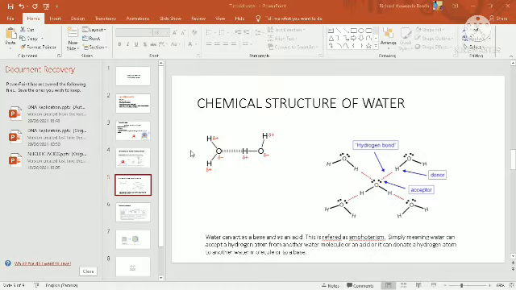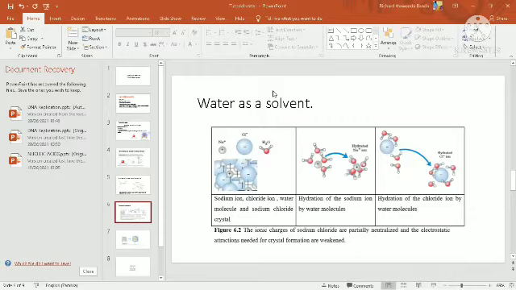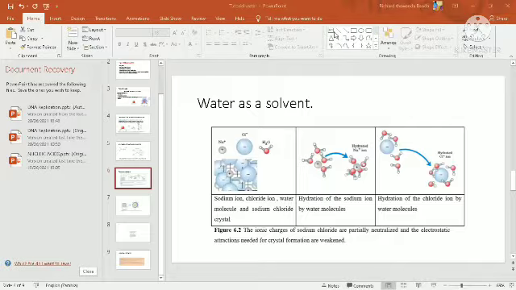Now we'll go on to see how this hydrogen bonding will further lead to other properties of water. So let's look at water as a solvent. You have probably come across the statement, water is a universal solvent. This is not entirely true, as we will see.